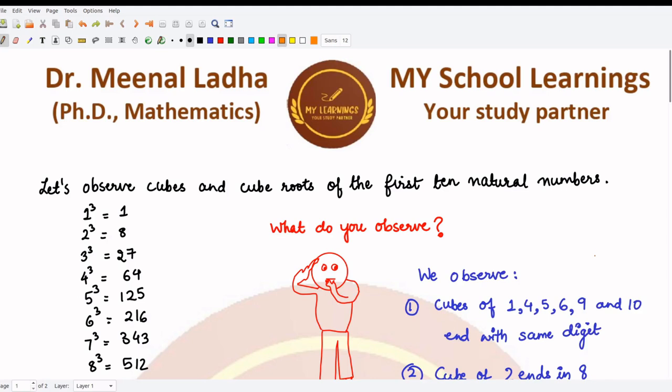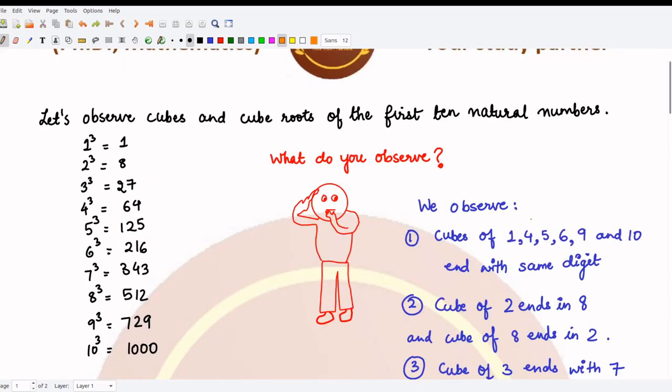In this video, we are going to learn a method by which we can estimate the cube roots of various numbers directly without actual calculation. For that, we first of all observe the cube and cube roots of the first 10 natural numbers. You can see them on your screen.